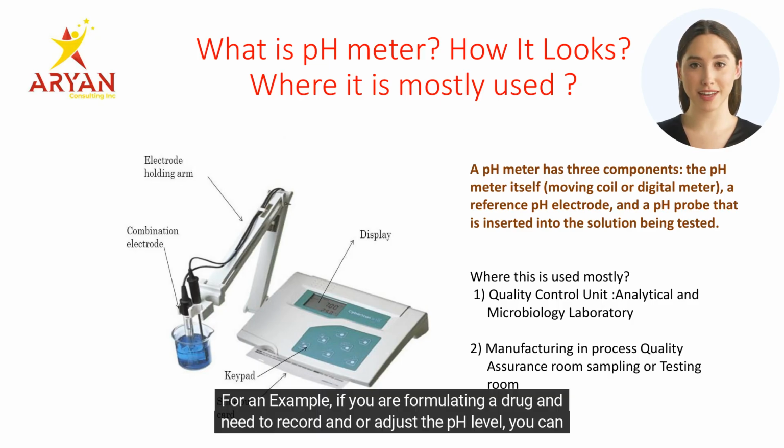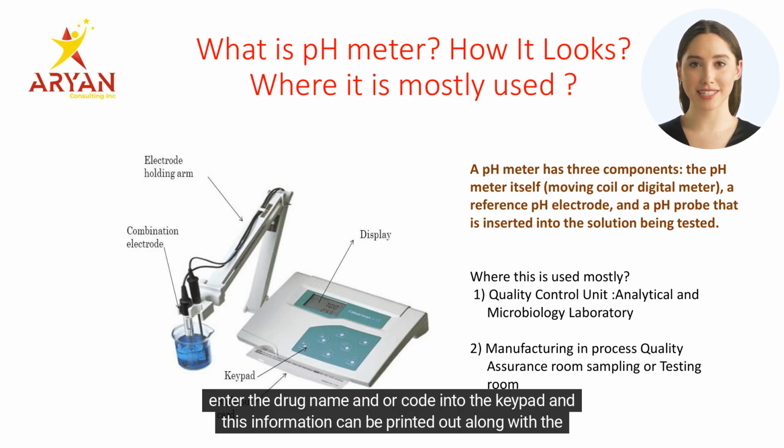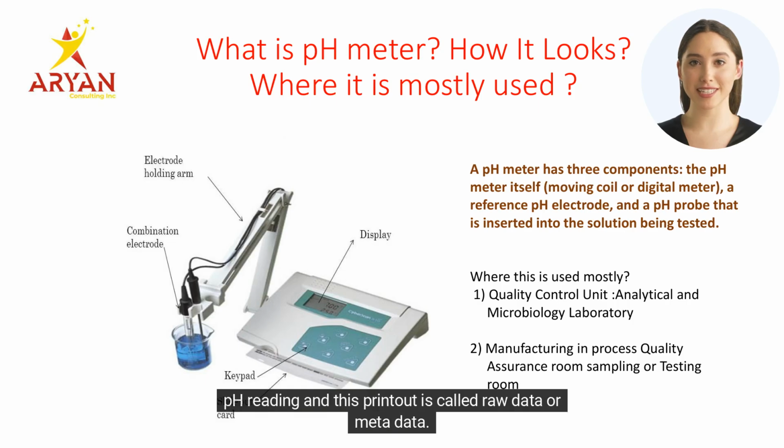For an example, if you are formulating a drug and need to record and/or adjust the pH level, you can enter the drug name and/or code into the keypad, and this information can be printed out along with the pH reading, and this printout is called raw data or metadata.